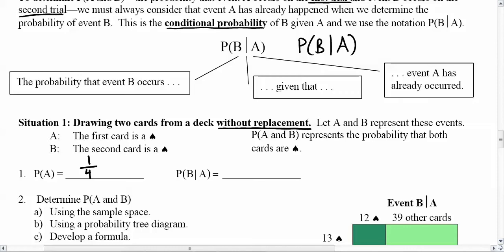I pull a card, and I'm putting that card aside. Now what's the chance that I get a spade? I only have 51 cards left. So it's something out of 51. So there's 12 spades left. How do you know that there's 12 spades left? Is this card a spade?